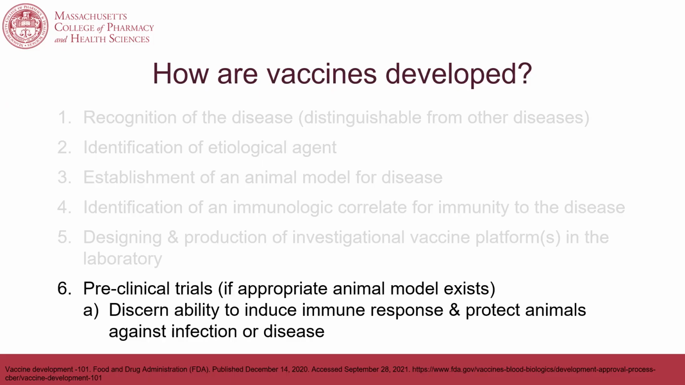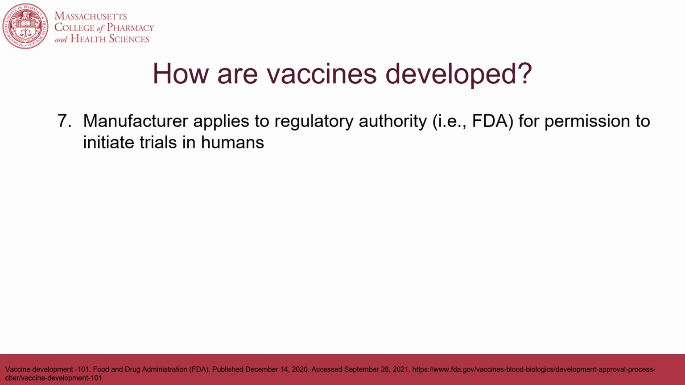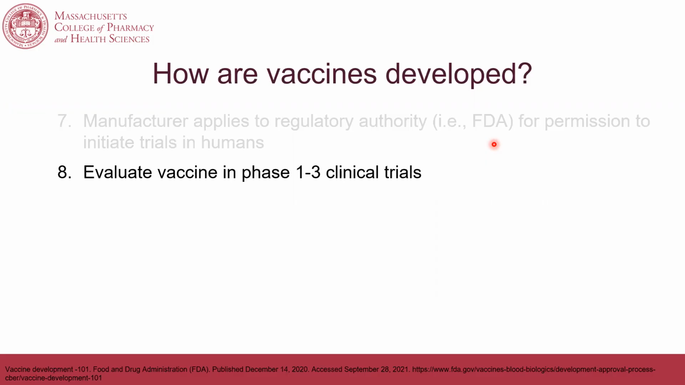And like I mentioned, there are some diseases that don't have animal models, like dengue. And so in that case, human challenge models can be used. And we'll actually talk about that in a future lecture as well. Number 7, manufacturers can then, if they have good data on their preclinical trials, apply for an IND, which is called an investigational new drug application, basically to ask for permission from the FDA to do clinical trials in humans. After that, they'll evaluate the vaccine in phase 1 to 3 clinical trials.